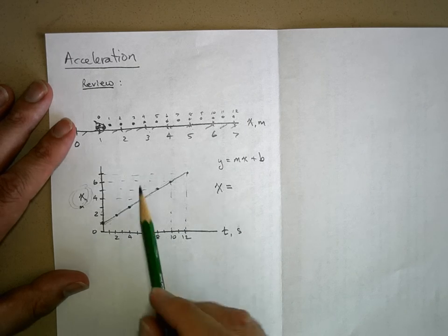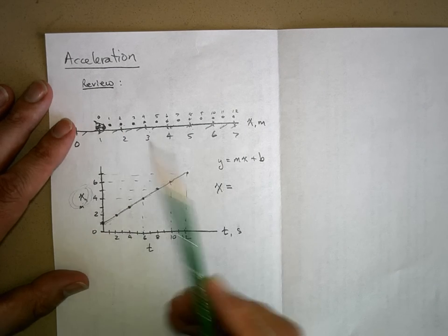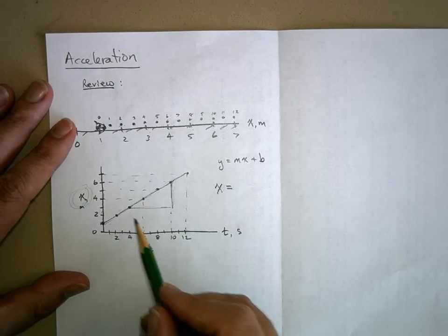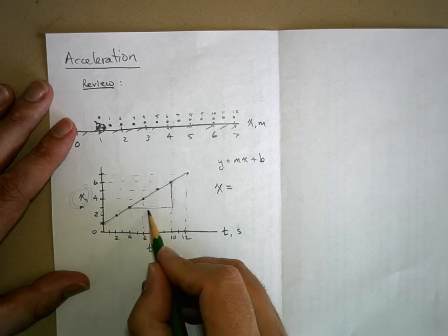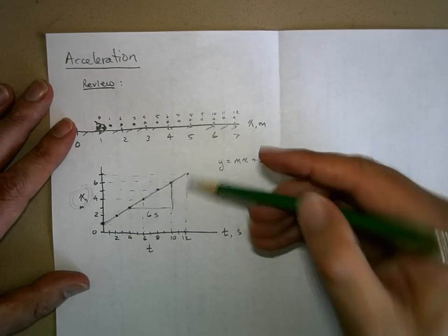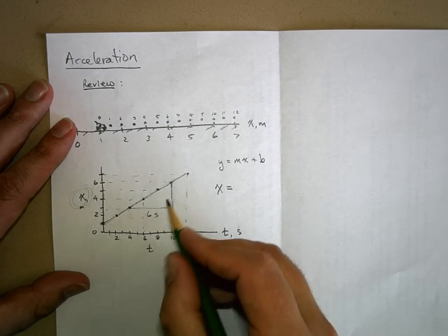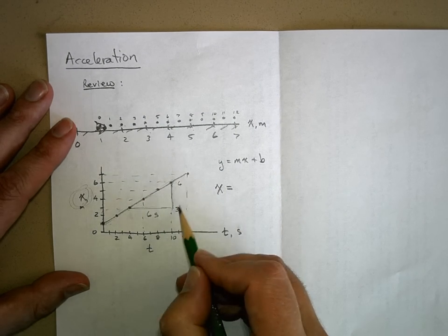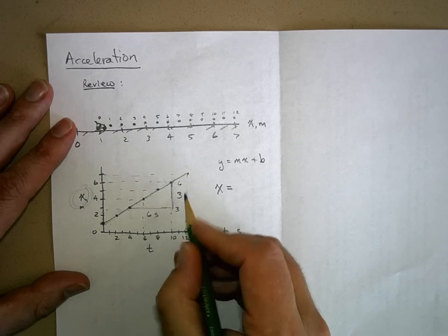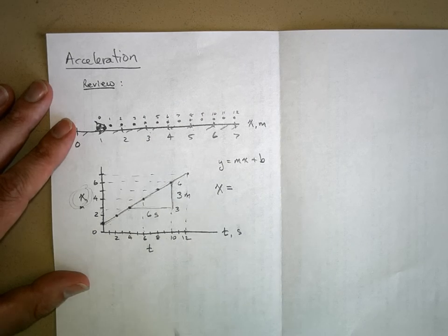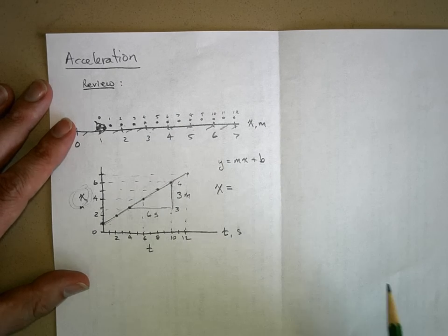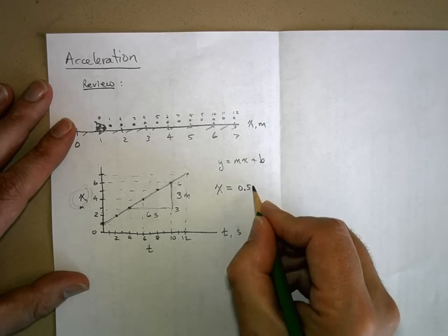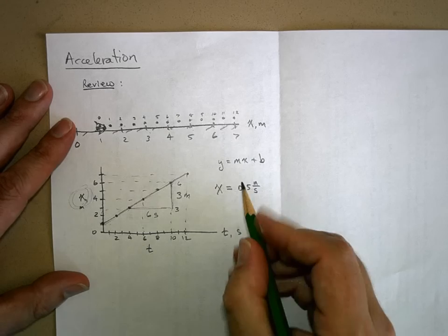Well, notice that every second, let's just pick 2 points. Let's make a little slope triangle here. I'm going from 4 to 10 seconds. That's 6 seconds. And I went from, well, it looks like 3, and this is 6. So 6 minus 3 is 3 meters. So it looks like we went 3 meters in 6 seconds. So that's 0.5, right? So 0.5 meters per second.